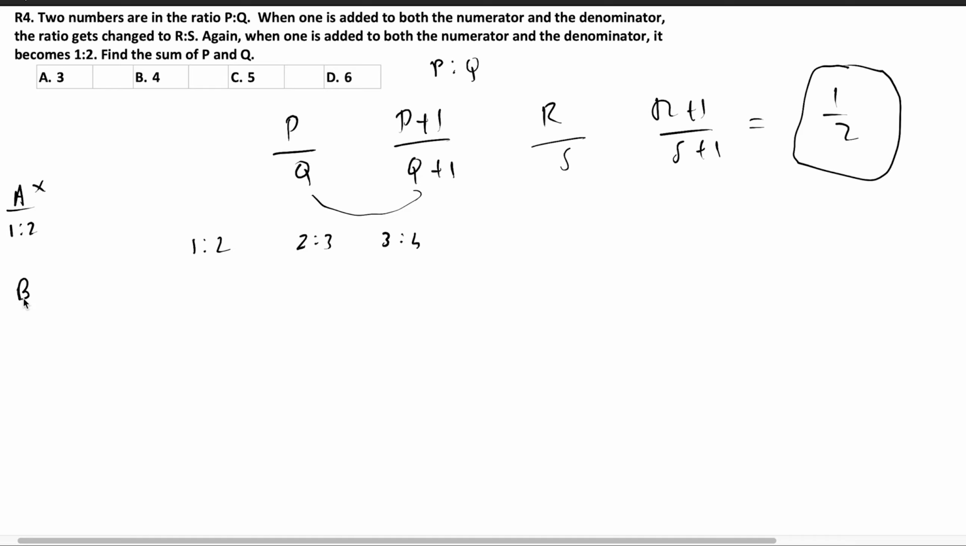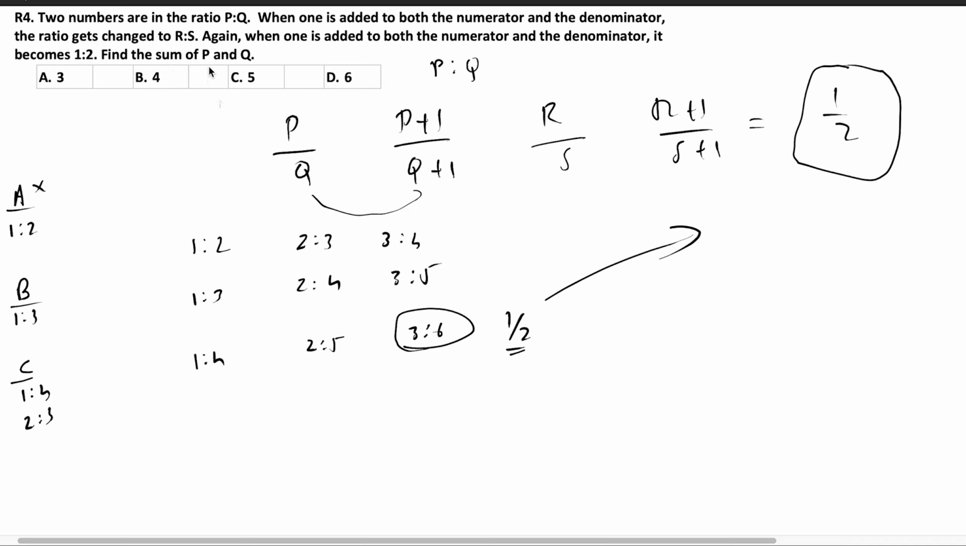Now we take option B. The sum is 4, so the possible options are 1:3 or 3:1 and then 2:2. 2:2 is not at all possible, so we can leave it aside. If we take 1:3, it will become 2:4 and then 3:5. So again, it is not equal to 1:2. So option B is also not right. Now we come to option C. The possibilities are 1:4, 2:3. You take 1:4, you add 1 to it, you get 2:5. You add 1 to it, you get 3:6. So 3:6 means 1:2. So the answer required here is option C, 5.